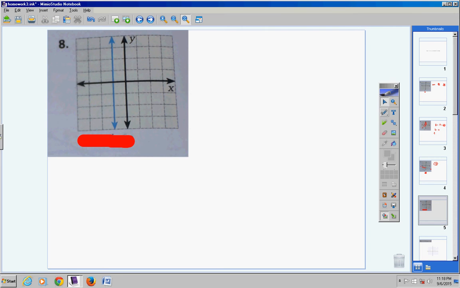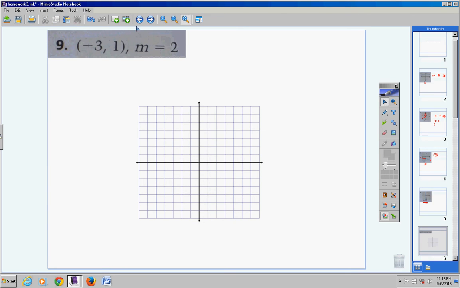Alright, moving on to number 8. That is a vertical line. We learned in your notes that vertical lines have no slope. It is undefined, no slope. Okay, moving on to numbers 9, 11, and 13.